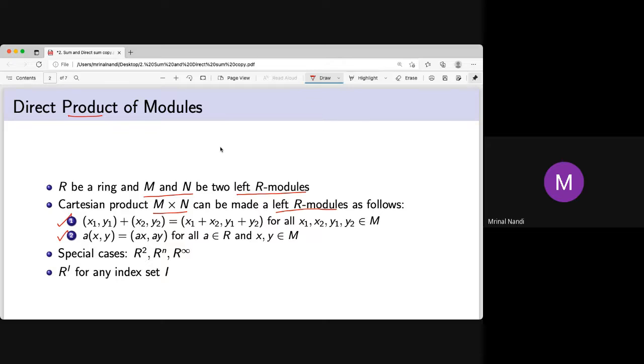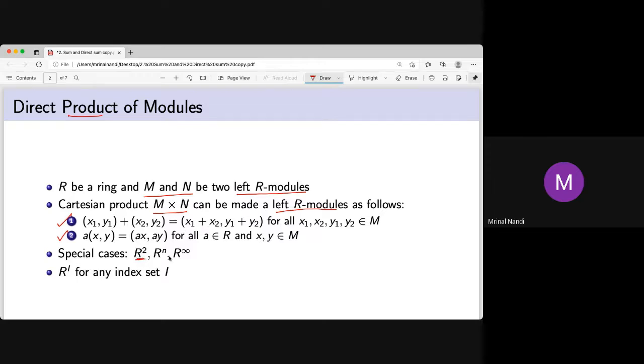So the terms are sum, direct sum, direct product, then internal direct product, internal direct sum, external direct sum, and external direct product. It may be confusing, basically. Actually, there are not that many terms. It's actually 3 terms, and different books use different names. We'll see what the actual 3 terms are. The other terms are just different terminology in different books.